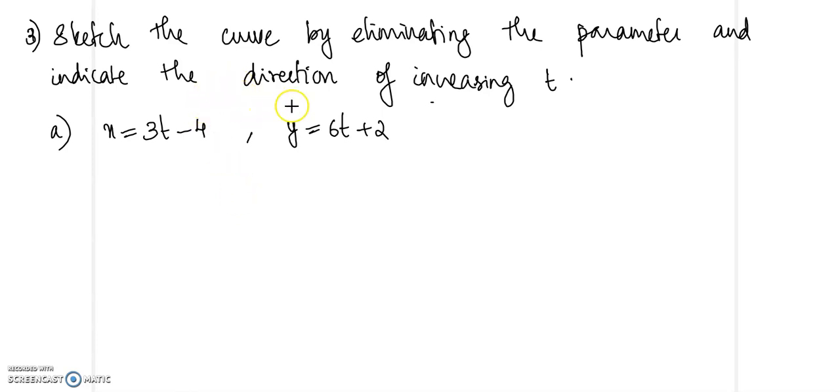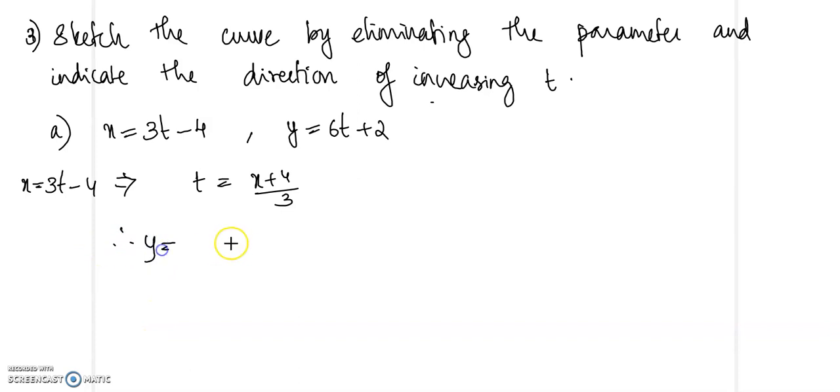The next problem is to sketch the curve by eliminating the parameter and indicate the direction of increasing t. So we are given the parametric representation x equal to 3t minus 4 and y equal to 6t plus 2. So from this we have x equal to 3t minus 4, therefore t will be equal to (x plus 4) by 3. Let us substitute this t value into the second equation.